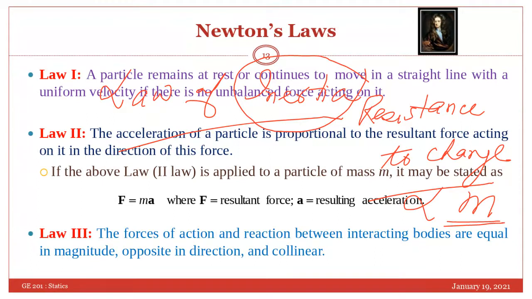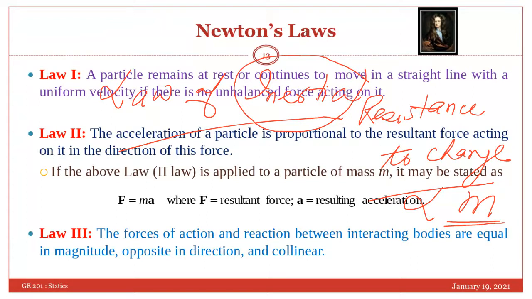For example, if a truck is standing and I ask you, go and move it by your own hand, you will say it is not possible. Why? Because its inertia is very high. Its mass is high, so its inertia is high. Its resistance to change is high. So you need a very large force to shift it from one point to another point.